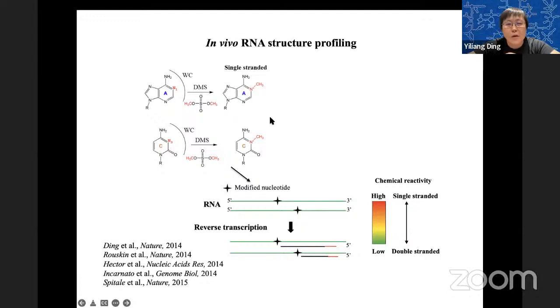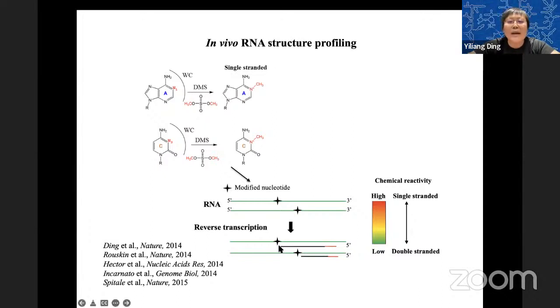take advantage of chemicals which can probe RNA structure information inside the cell. So for example, dimethyl sulfate, DMS, can modify single-stranded A and C and put a methyl group at their Watson-Crick face. Because this methyl group is attached to the RNA, when you perform reverse transcription, it will stall at the position where the nucleotide got modified. So if you have more stalling at a nucleotide, that means this nucleotide will tend to be single-stranded. So by coupling with the Illumina sequencing platform, we generate a genome-wide RNA structure landscape.